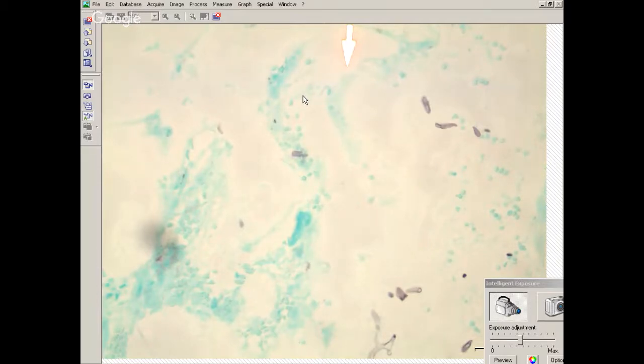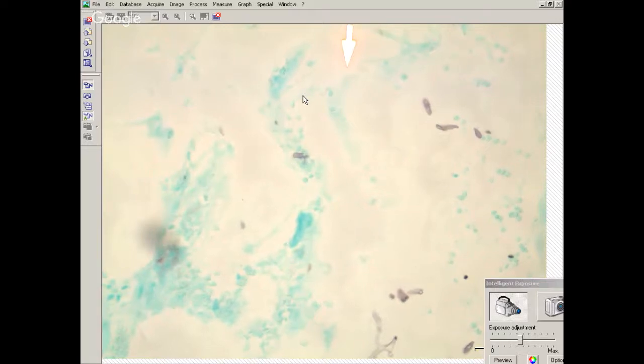There's no septations, and the hyphae are variably thick and thin. Aspergillus, unless it's degenerating aspergillus, is a fairly uniform hyphae. All of the hyphae look exactly identical as far as their thickness, and they have septations. Candida is teeny weeny itty bitty.